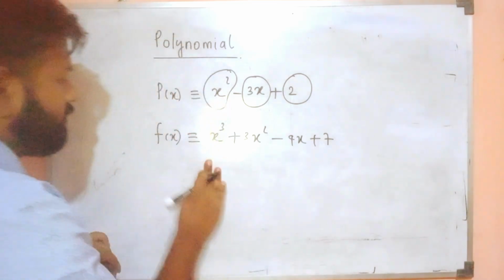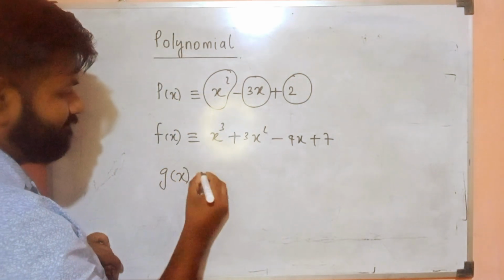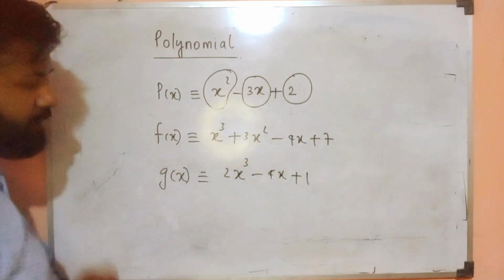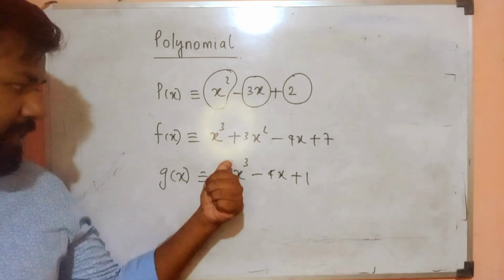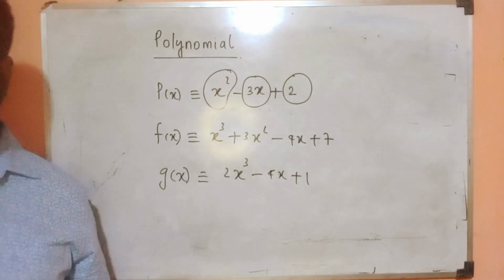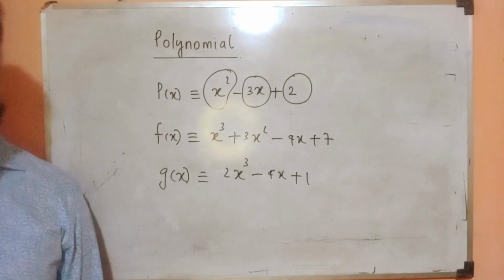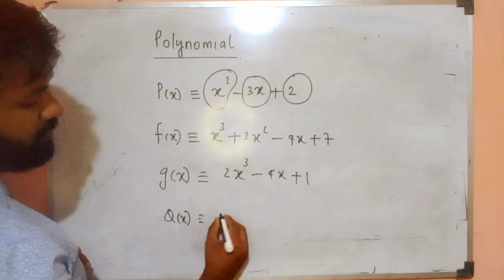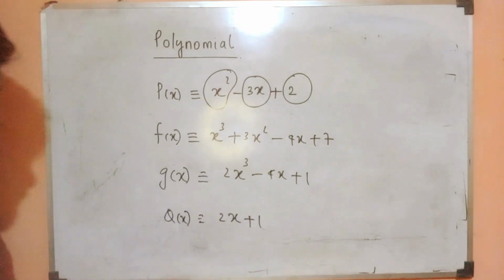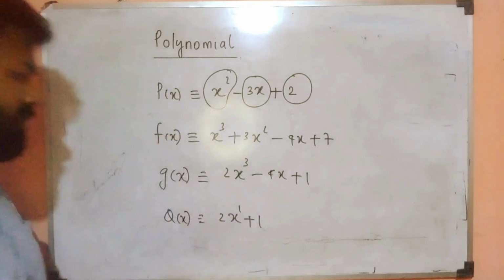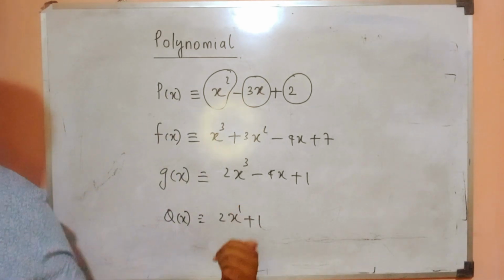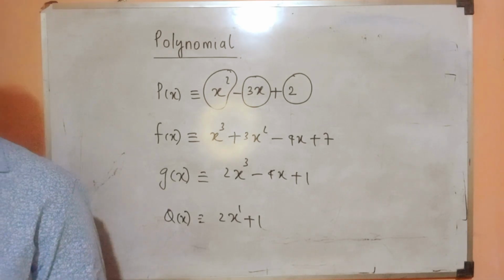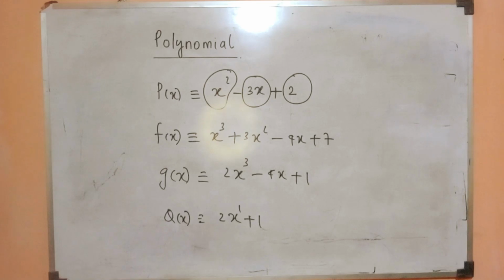Another example: 2x cubed minus 4x plus 1. What are the exponents here? 3, here you have 1, so it's a polynomial. Another, q(x) equals 2x plus 1. What are the exponents? 2x means x to the power 1. Yes, this is a polynomial. Hope you can understand what polynomials are.